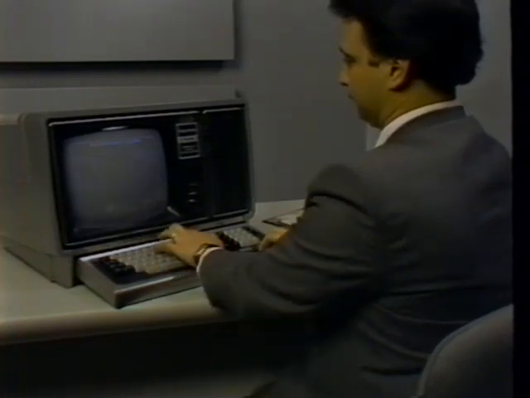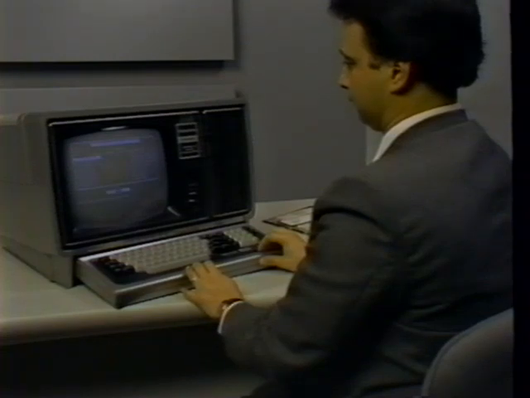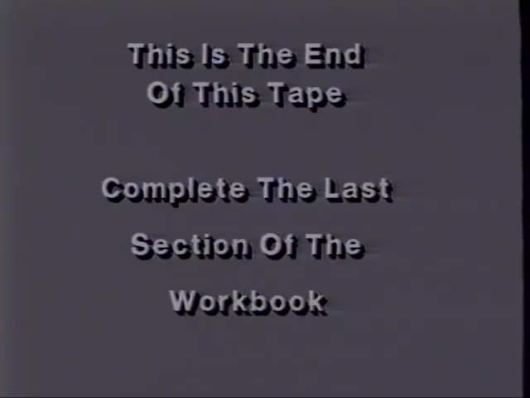To maintain a high level of service, utilize all of your tools, including diagnostic test software, on every unit you repair. This completes the Tandy Radio Shack test equipment and diagnostic software training tape. Stop the tape now and complete the last section in your workbook.